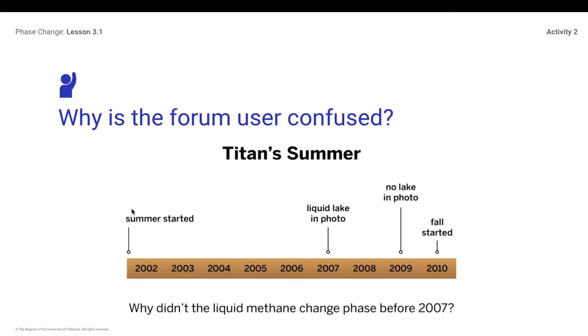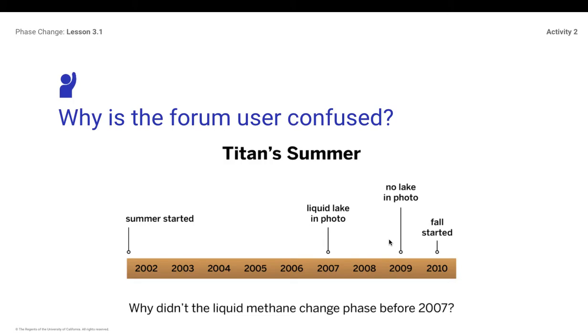If you guys remember, summer started over here in 2002 and it went all the way through until the end of 2009, beginning of 2010, right about here. So we know that summers on Titan last about 7 years, and it shows us right here that it was about 5 years before the liquid lake on Titan was photographed in 2007. And then 2 years later, there was no lake at all in the photograph. So that means at some point in time between 2007 and 2009, that lake evaporated.